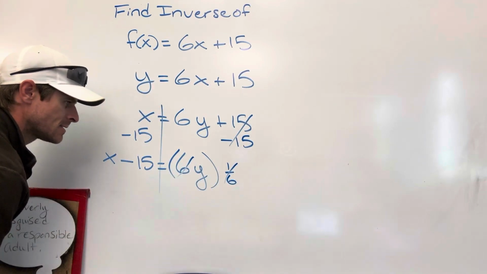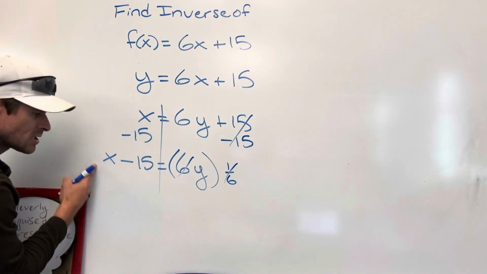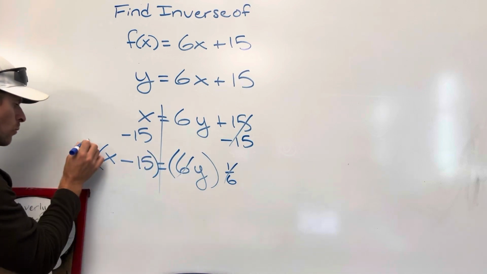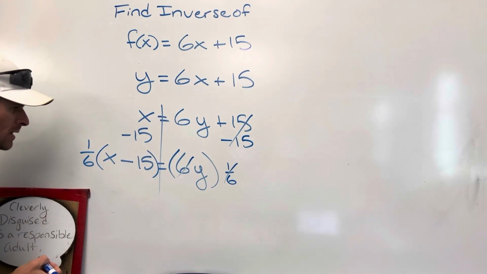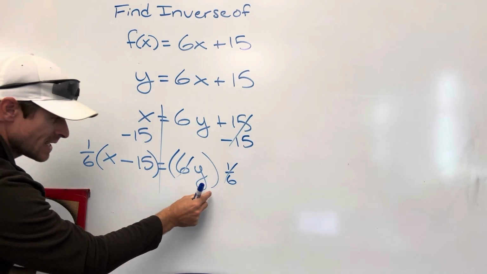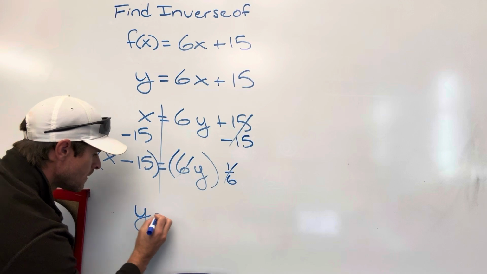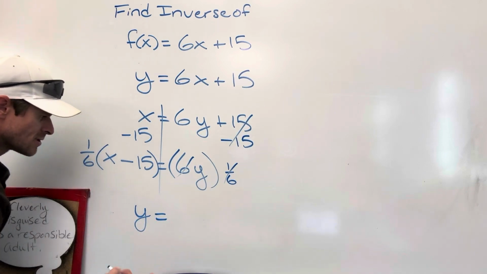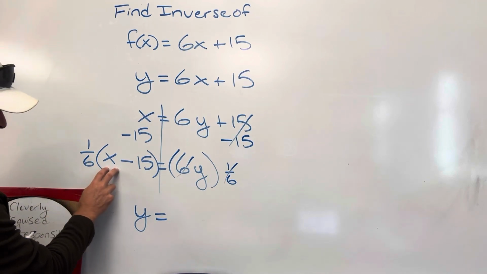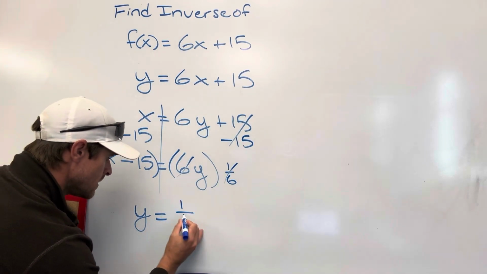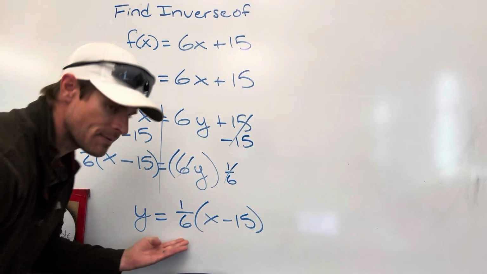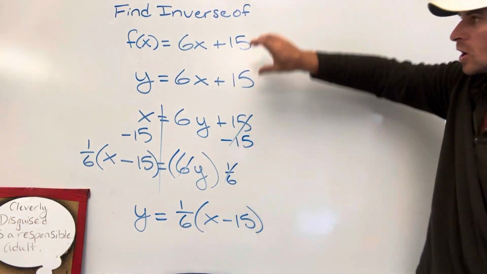This would cancel this. And then if I want to multiply all of this expression times 1/6, we need to put parentheses around it. So we're going to say times 1/6. So what we're left with is y all by itself. I'm going to put it on the left side, because I always like having y on the left. So it's in slope-intercept form if we're going to be writing it out like that. 1/6 times x minus 15. 1/6 x minus 15. We now have the inverse function of our original.